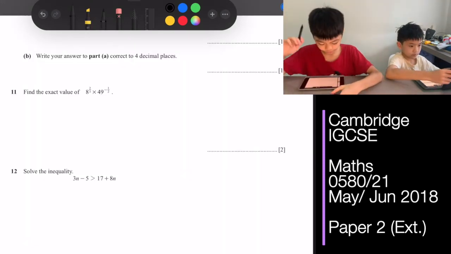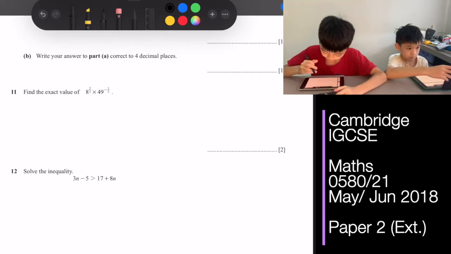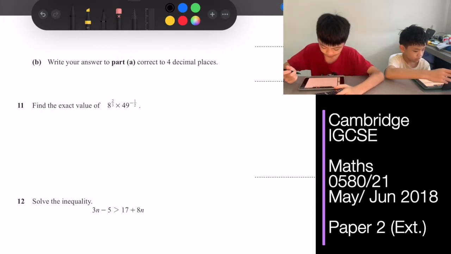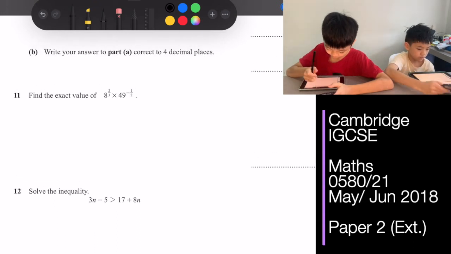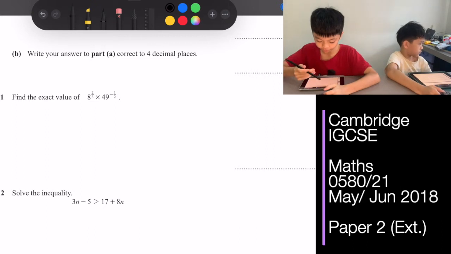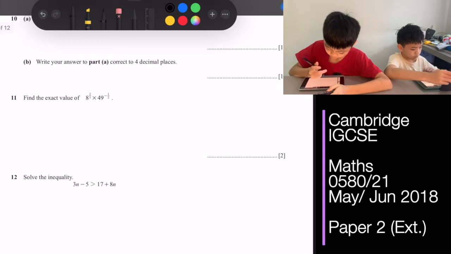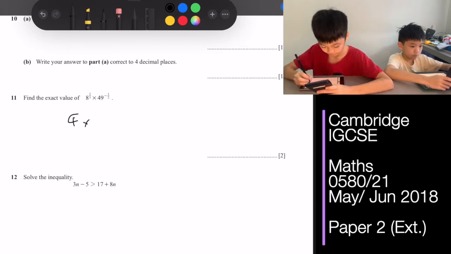Okay, so for our next question, find the exact value of 8^(2/3) multiplied by 49^(-1/2). When they say find the exact value, we will have to give it in integers. If integers don't work, then fractions is the answer. So 8^(2/3) is 4, multiplied by 49 to the power of negative 0.5, or half.